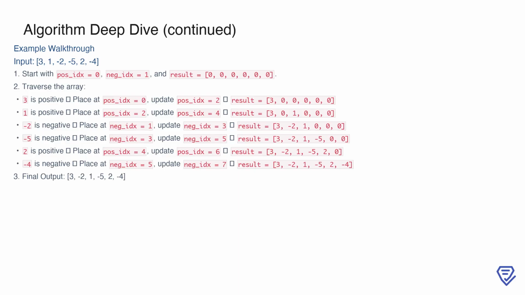The third element, -2, is negative, so we place it at neg_idx equals 1 and update neg_idx to 3. Similarly, -5 is negative, so we place it at neg_idx equals 3 and update neg_idx to 5. The fifth element, 2, is positive, so we place it at pos_idx equals 4 and update pos_idx to 6. Finally, -4 is negative, so we place it at neg_idx equals 5 and update neg_idx to 7. The result array is now 3, -2, 1, -5, 2, -4, which is the correct output.